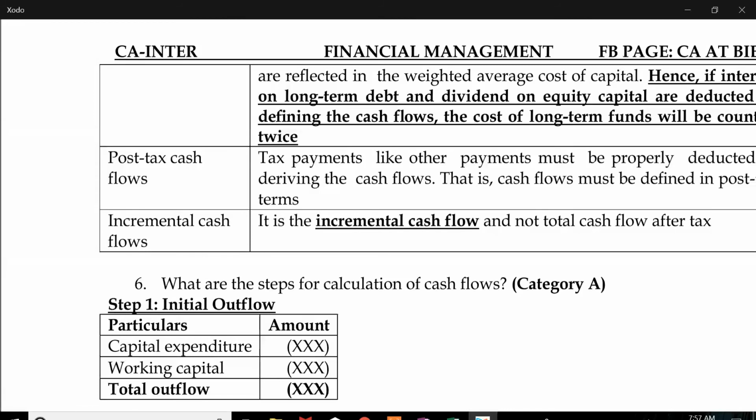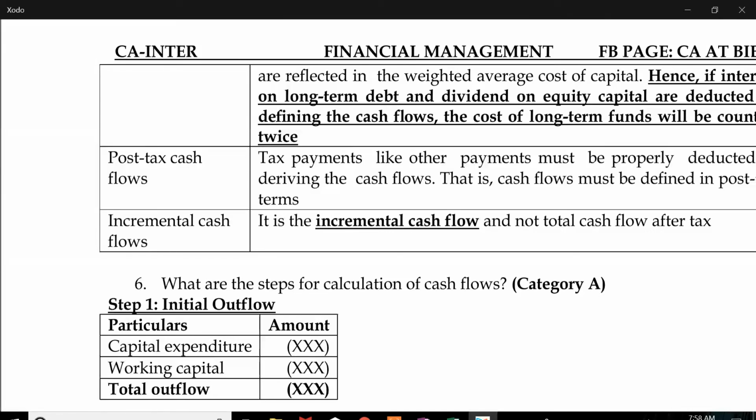Sometimes it's not necessary that I buy all the machinery on day 0. What will happen is you will buy a machinery worth 200 lakhs today, and at the end of third year another machinery worth 10 lakhs, at the end of fifth year another machinery worth 20 lakhs. So you may buy more machineries if the company needs it.